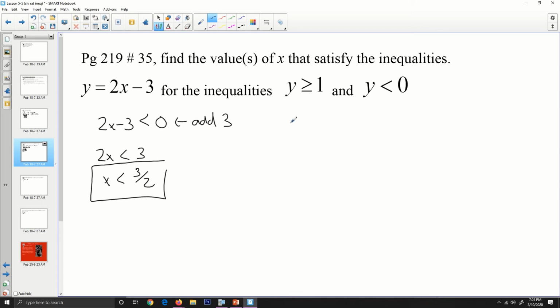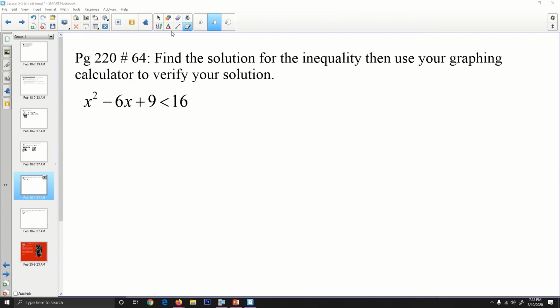And if I go y is greater than or equal to 1, I'll go 2x minus 3 greater than or equal to 1. Again, same thing, we're going to add 3 to both sides, so I have 2x greater than or equal to 4, and then x greater than or equal to 2. That's my solution there. Okay, this one says find the solution to the inequality, then use your graphing calculator to verify the solution.